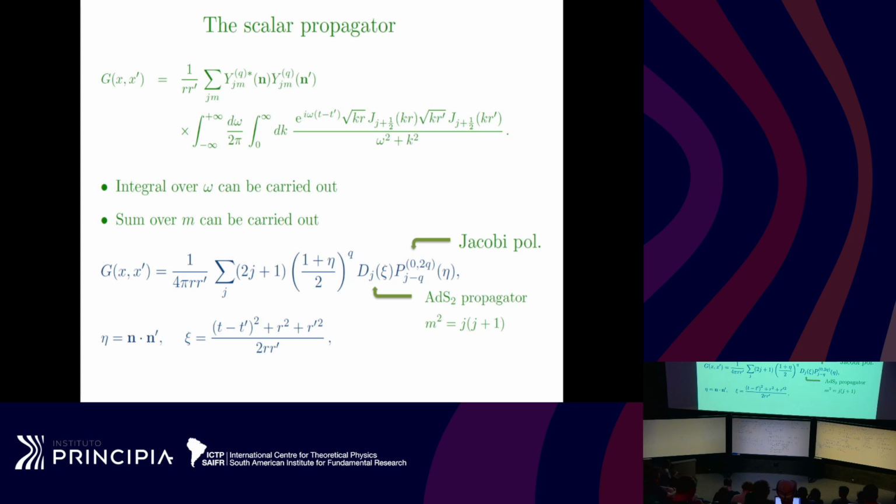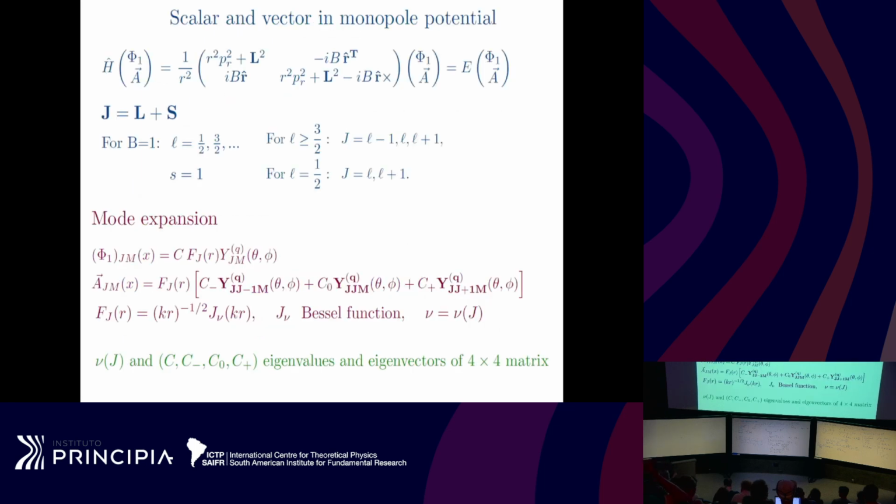Okay. Then let me move on to the vector. As I say, it couples to the scalar field, which gets a non-vanishing vacuum expectation value. So you have some 4x4 mixing matrix here that you now have to diagonalize to find the propagator for these two fields. We have already solved the problem of a scalar in the monopole potential, and now we add a vector, and we know how to add angular momenta in quantum mechanics. So we know a good quantum number will be the sum of the angular momentum from before and this spin 1.